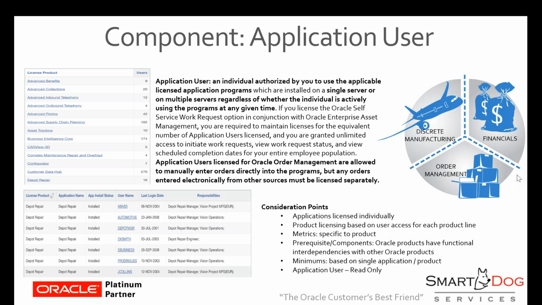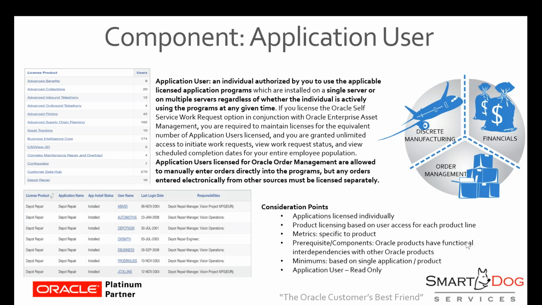So, here's an example of that from our license analysis tool to kind of give you guys an idea from Vision Demo, right? You have advanced benefits, advanced collections, depot repair, and, as a blowout, you can see in depot repair who all is actively using depot repair, and you can see that. You can see the last login dates, and you want to proactively manage this.